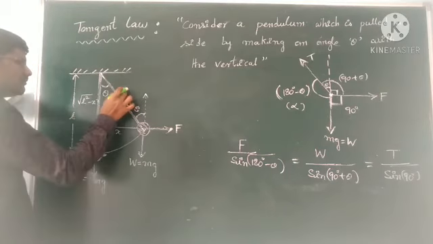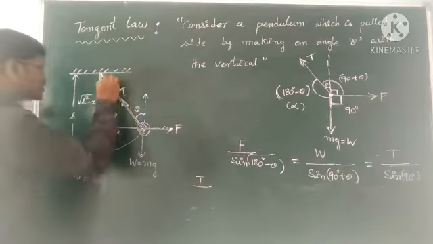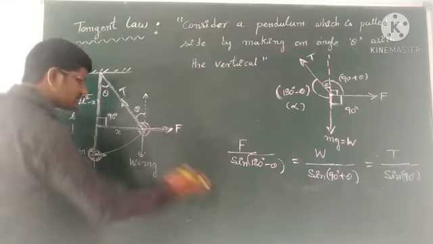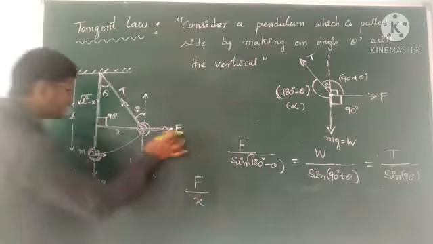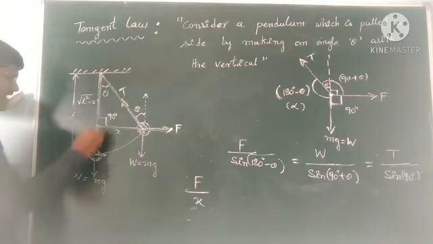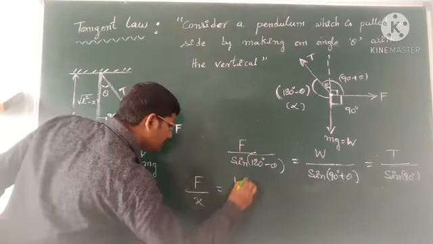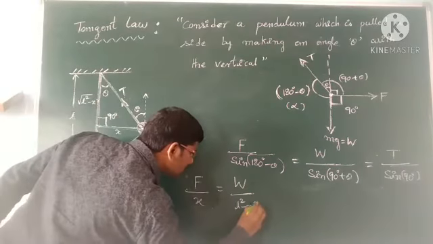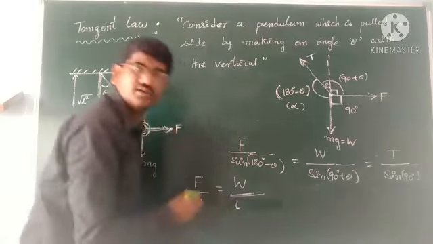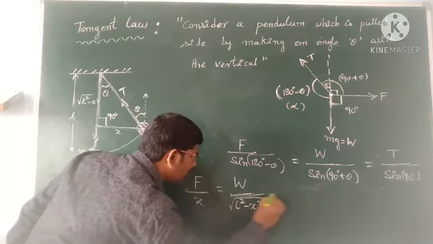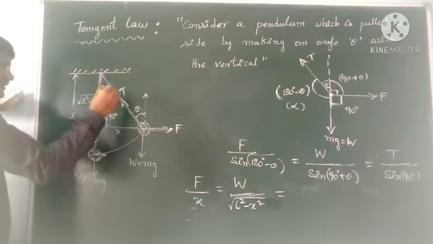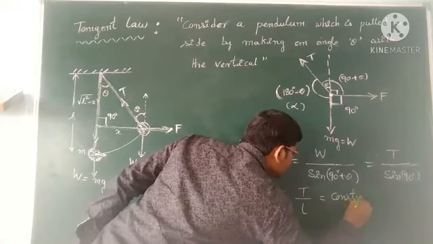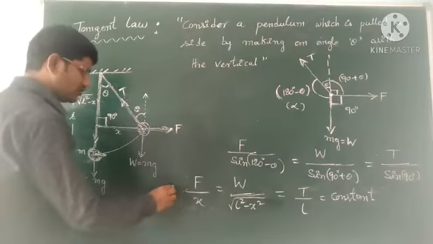So then, the force by that side's ratio. The force acting, this is the triangle you see. In this triangle, this is the force acting F. Then you can write F by x, which is the same as the force acting along the weight, that is W by root over L square minus x square. And the tension force acts along the length, so T by L is equal to constant, you can write. So you can write like this also.